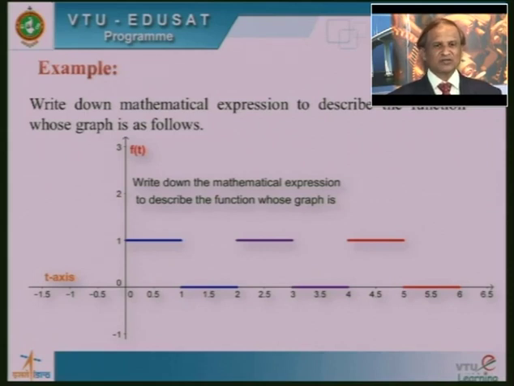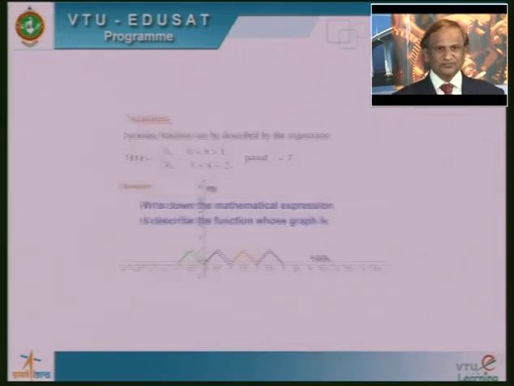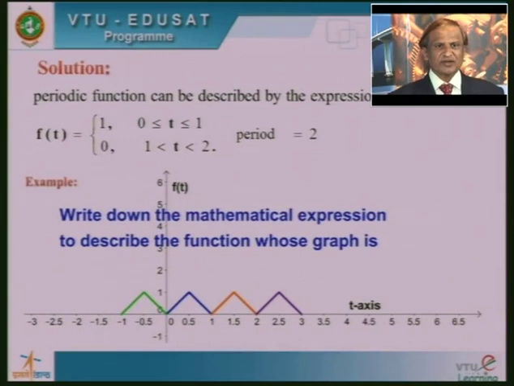Now I want to write down the mathematical expression for this graph. The periodic function can be described by the expression f of t is equal to 1, because it lies between 0 and 1. If you write 0 to 1, I hope you will get a line segment. Between 1 and 2, it is 0, with period 2. So, you can consider a similar type of example: write down the mathematical expression to describe the function whose graph is given.